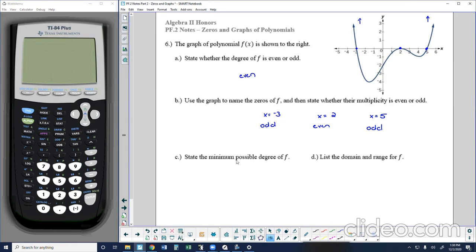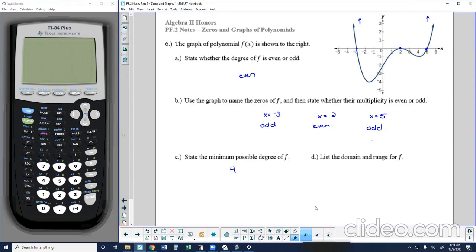So it says state the minimum possible degree for f. So the minimum possible degree: x equals negative 3 could have occurred once. X equals negative 2 could have occurred at minimum 2 times. And x equals 5 could have occurred at minimum 1 time. So at the minimum, we would have 4 linear factors. So the minimum possible degree is 4. So we know that the minimum degree for this function is a 4. This is at least x to the 4th power.